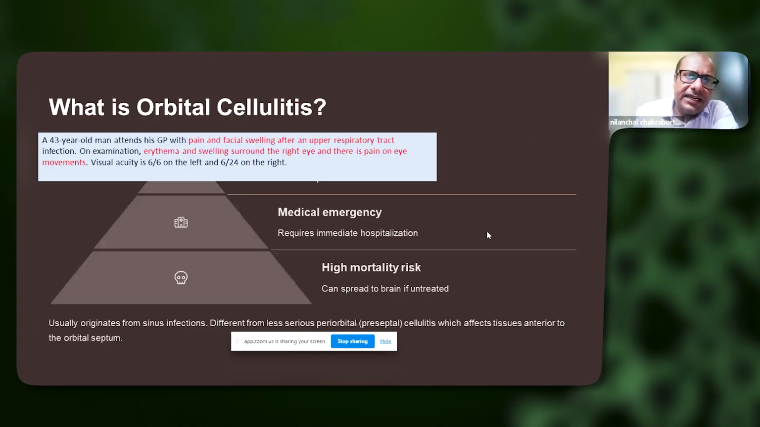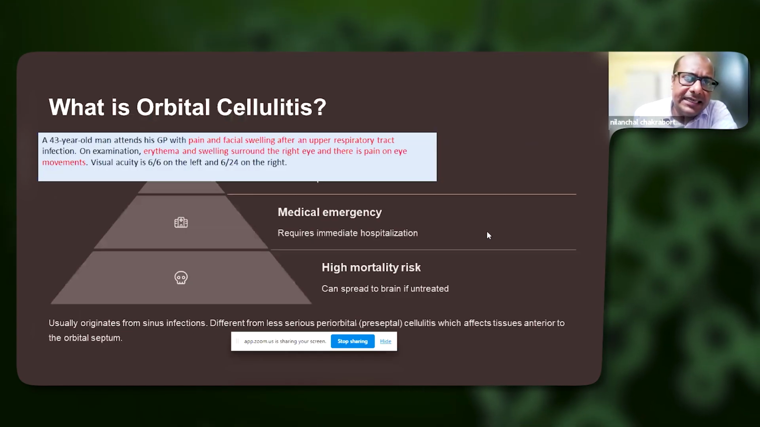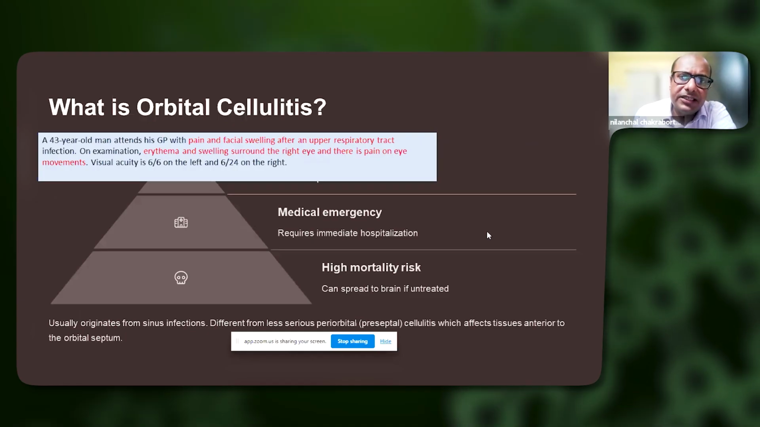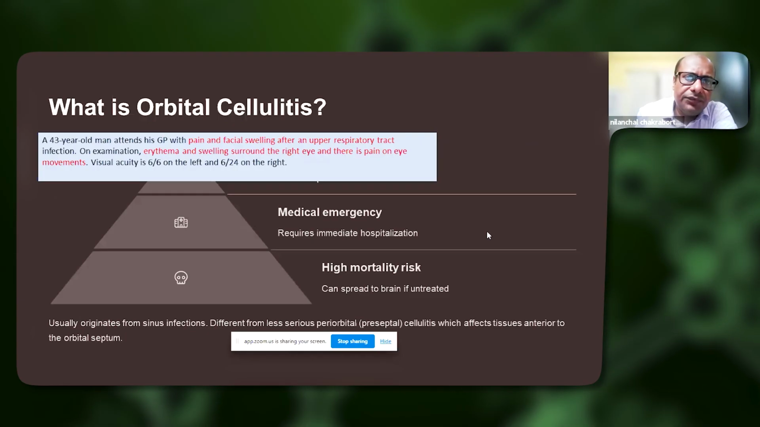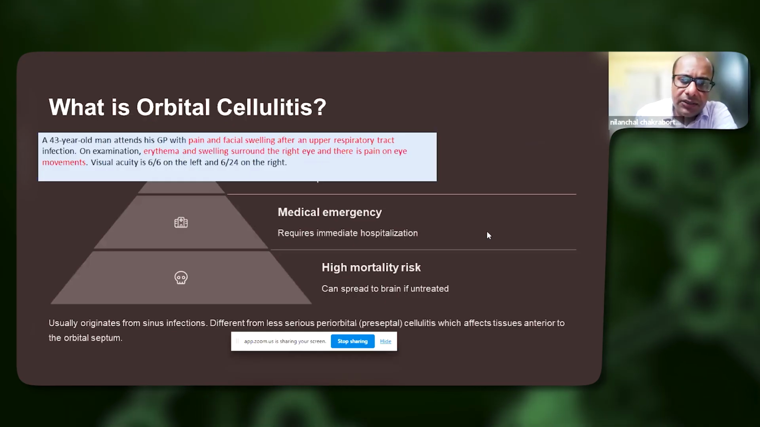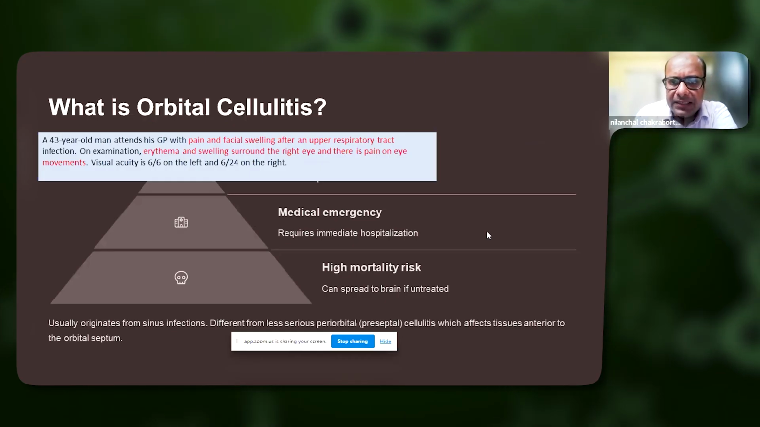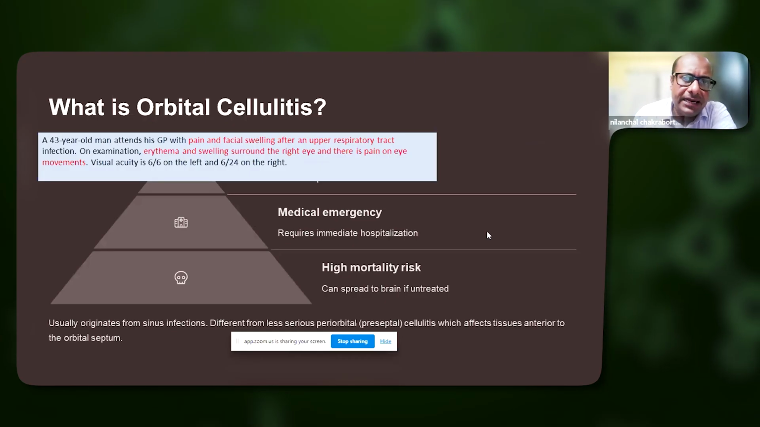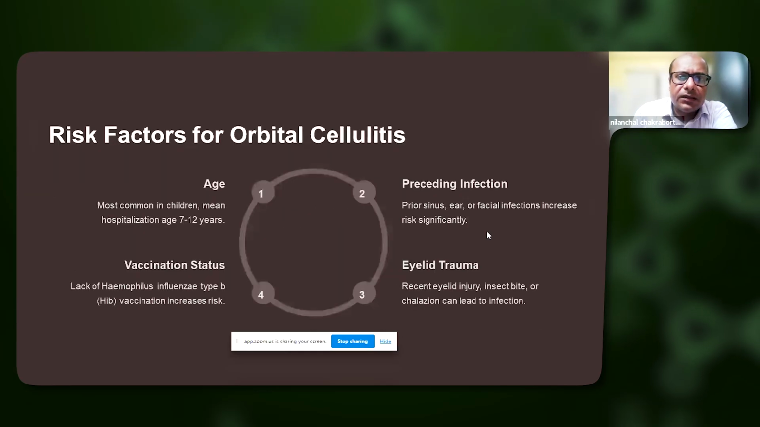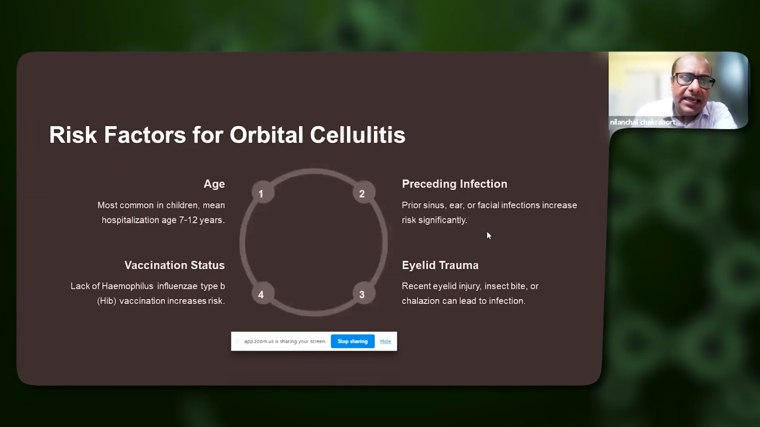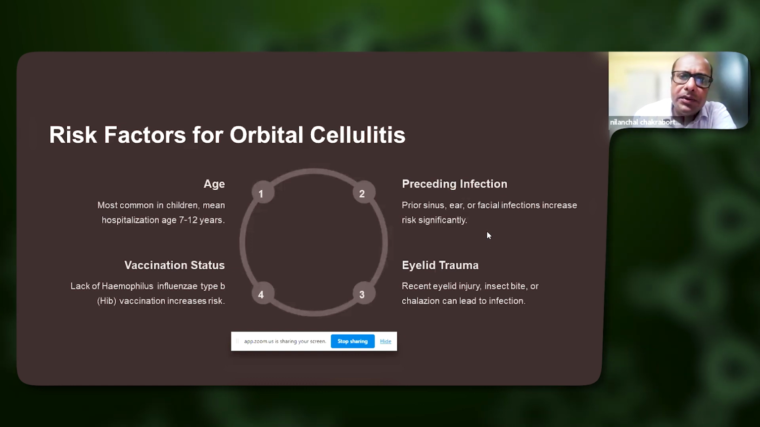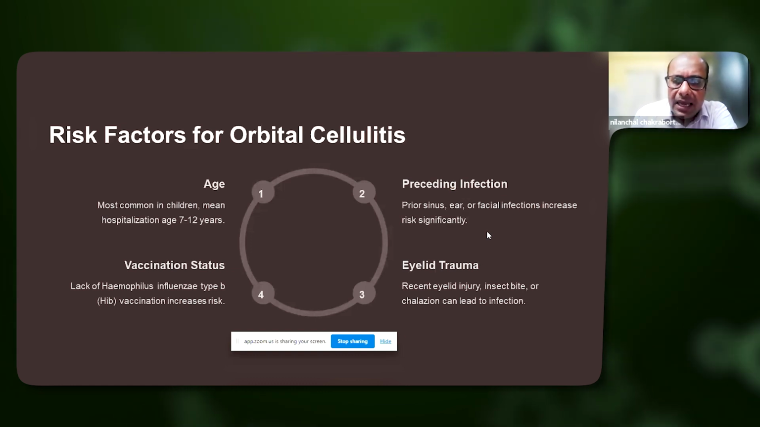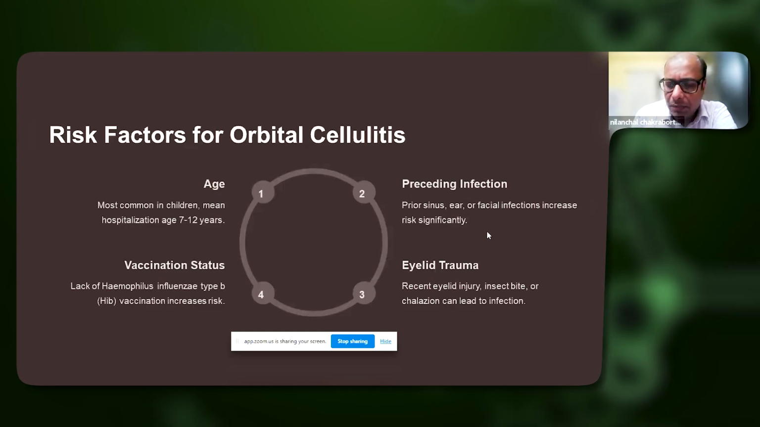Otherwise, if there is pain and decreased vision with facial swelling associated with an upper respiratory infection, we think of infection like orbital cellulitis. It is a medical emergency because admission is required for IV antibiotics. It can happen at any age depending on the vaccination status or maybe comorbidities. The infection may involve the orbital plates.